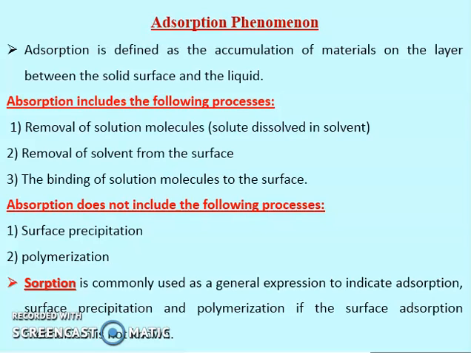Adsorption in general includes the following processes. The first is removal of solute molecules, solute material dissolved in a liquid called a solvent. The second step is removal of solvent from the surface of the particle. The third is the binding of solute molecules to the surface, which means that the adsorption has occurred.